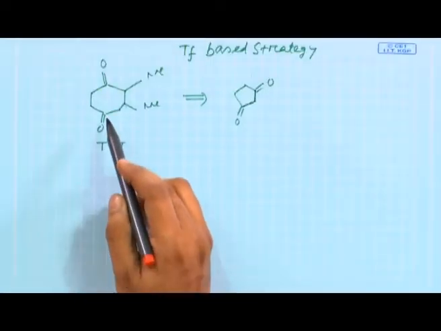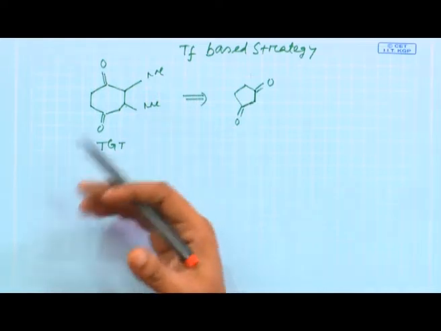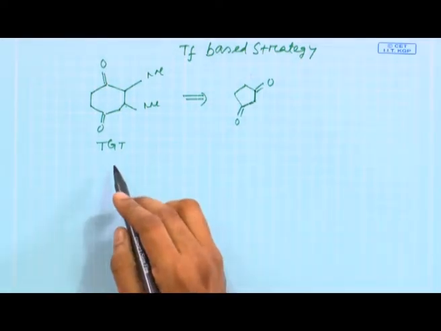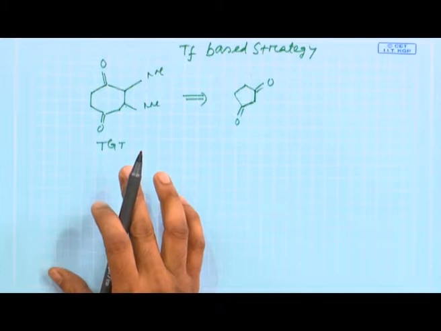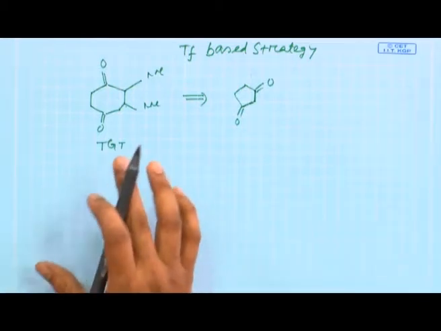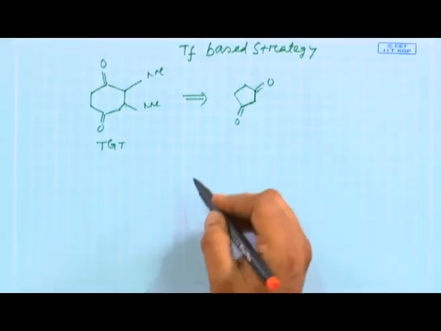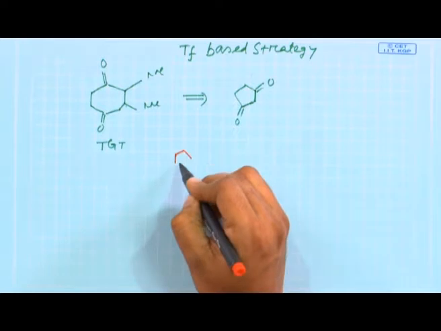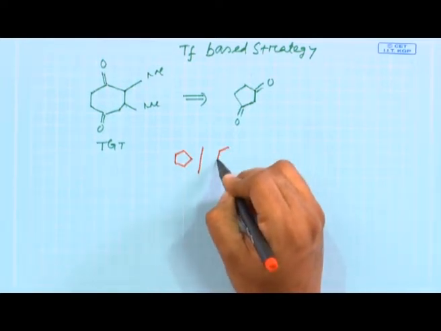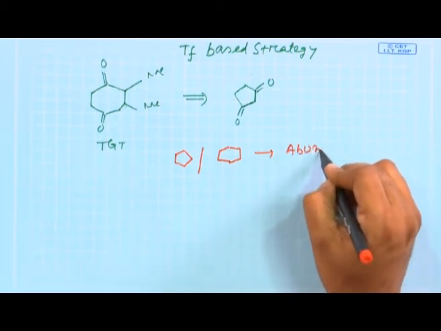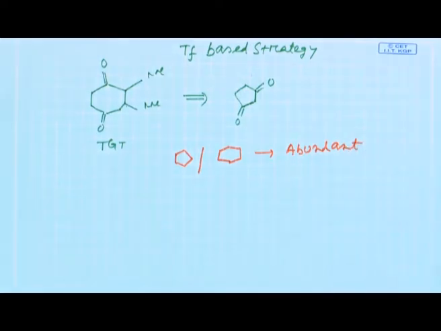Now, before we start analyzing this problem, I will try to give you a brief intro on how, for this problem, you can think about doing a disconnection of 7 member rings. 7 member rings are usually not a good starting material; you probably will not get too many starting materials having 7 member rings. On the contrary, cyclopentane and cyclohexane containing rings are abundant in nature, and you get many cheap starting materials having cyclopentane and cyclohexane.